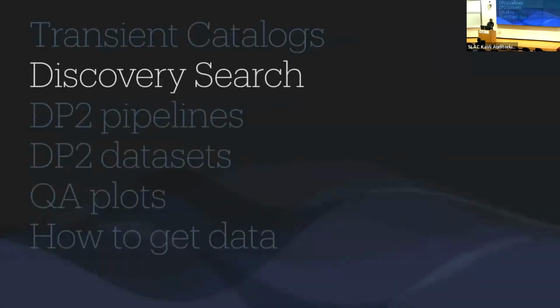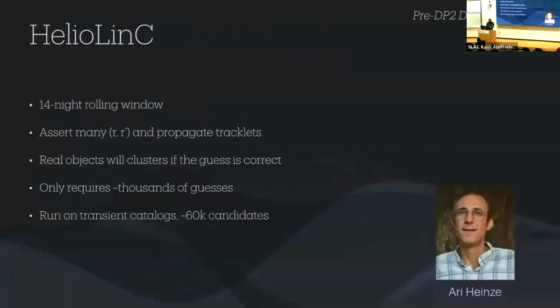We then searched through the reduced catalogs for asteroids, primarily using HelioLink, the Rubin Observatory's asteroid discovery algorithm. We used a 14-night rolling window, so we gather up the last 14 nights' worth of data. We make tracklets. We look for a couple of detections that are close to each other that could plausibly be one moving object between frames. We assert a whole bunch of distances and the derivatives of distance, hoping that we have correctly guessed the orbit that this asteroid is on.